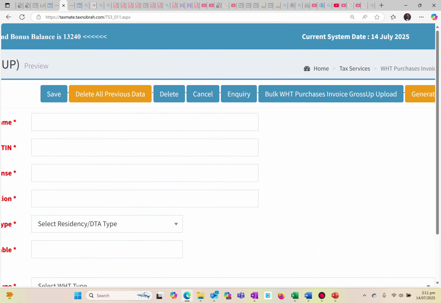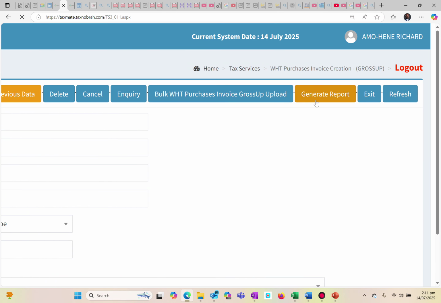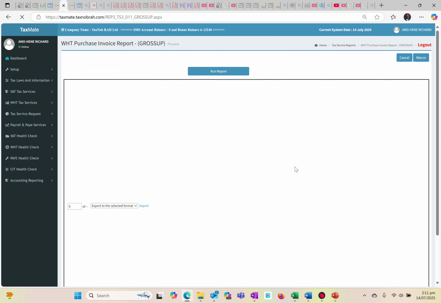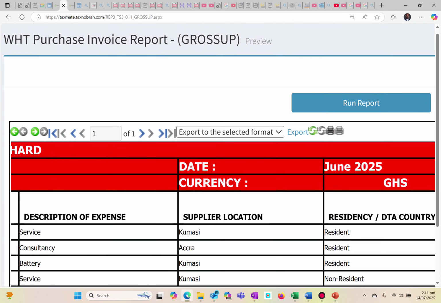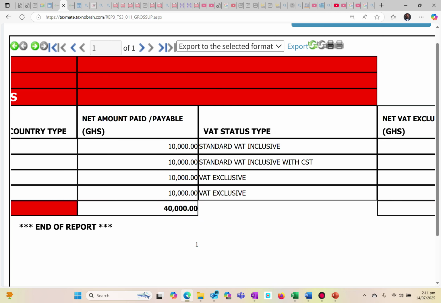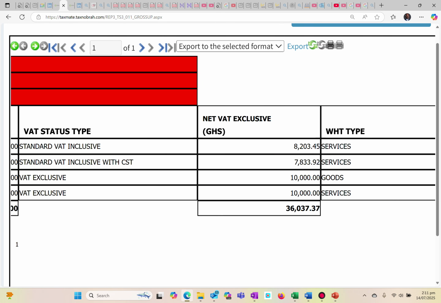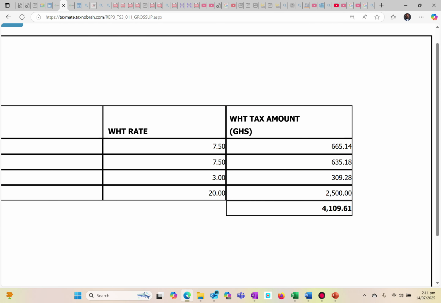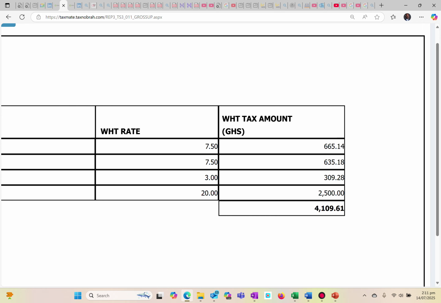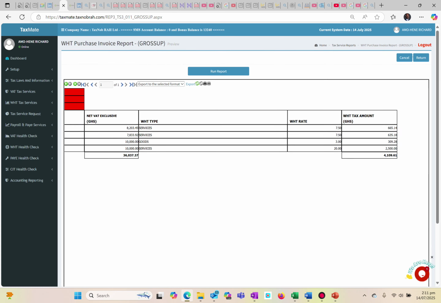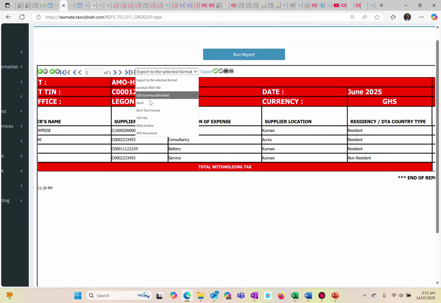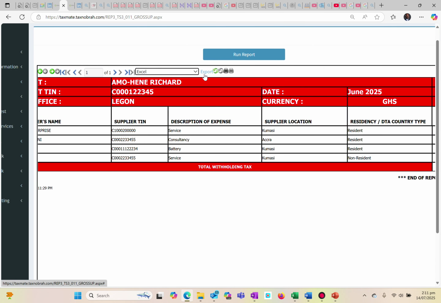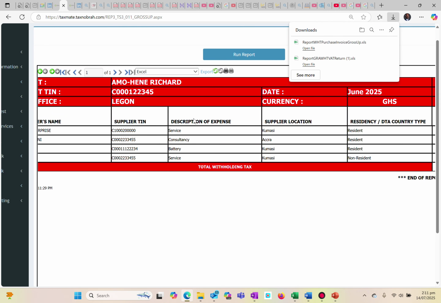I can go in and generate reports and see what I have entered before we go ahead and do filing of our returns. I can look at the supplier's location, residency, and the VAT exclusive amount. It selects the withholding tax rate and calculates the withholding tax for me. I can print this, or download it to Excel or PDF or any other format, and keep it for my records.